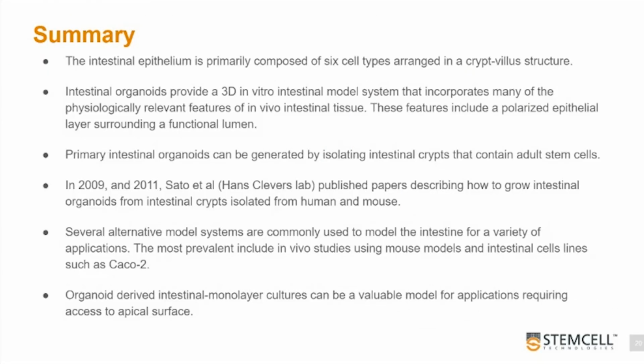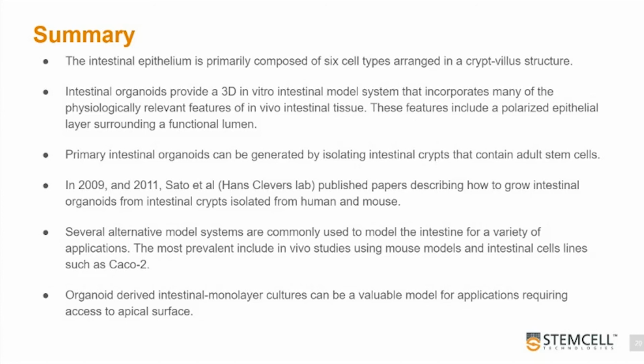Here is a brief summary of this lecture. The intestinal epithelium is primarily composed of 6 cell types arranged in a crypt villus structure. Intestinal organoids provide a 3D in vitro intestinal model systems that incorporate many of the physiologically relevant features of an in vivo intestinal tissue. These features include a polarized epithelial layer surrounding a functional lumen.